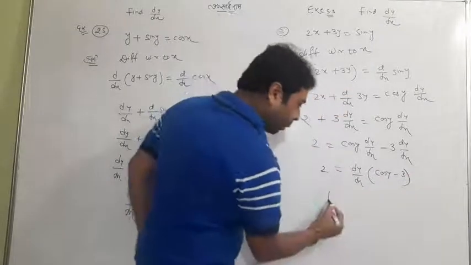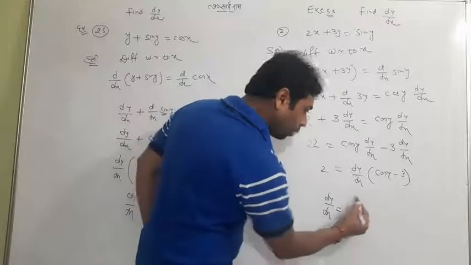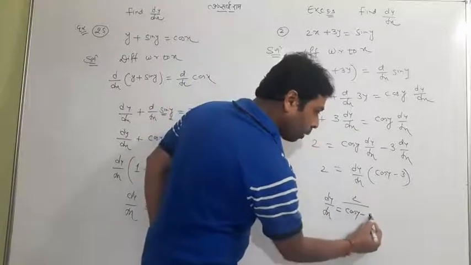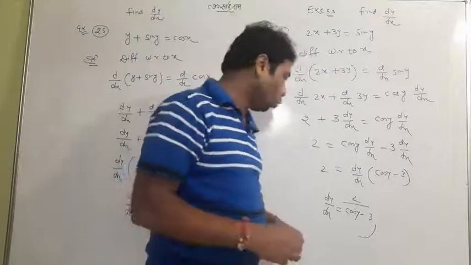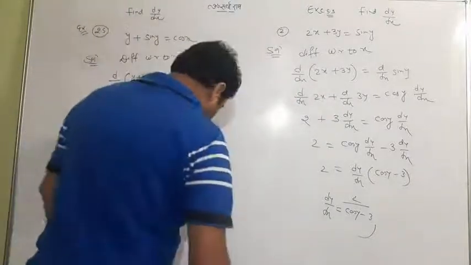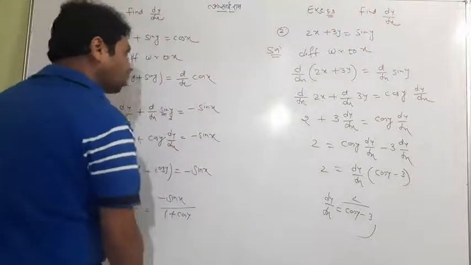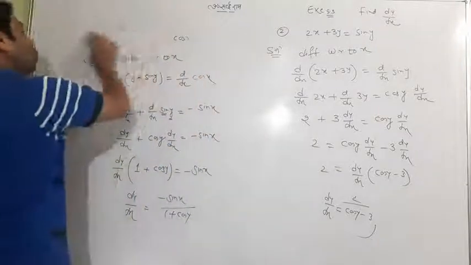And what will happen next? dy by dx is equal to 2 upon cos y minus 3. That's the answer to the question. So I hope, students, you have got it till here. I don't think it's tough, it's very easy for one and all.